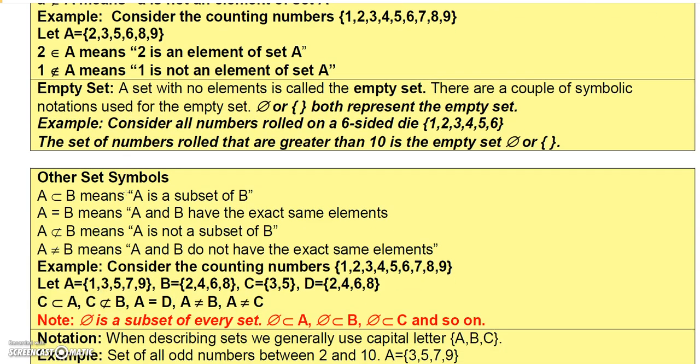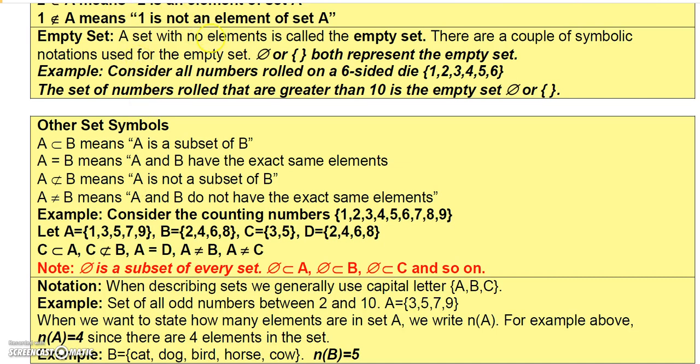Now, the empty set is a set with no elements in it. There are a couple of different ways to identify the empty set. One is this null symbol, and another way is just an empty set of braces. So consider all numbers rolled on a 6-sided die. That would be the numbers 1, 2, 3, 4, 5, 6. Then if I asked you to list the set of numbers rolled that are greater than 10, that would be the empty set, because you can't get a number greater than 10 from the numbers 1 through 6.